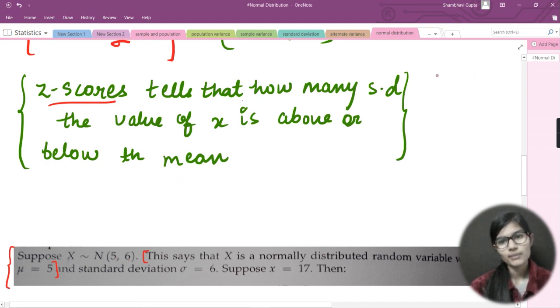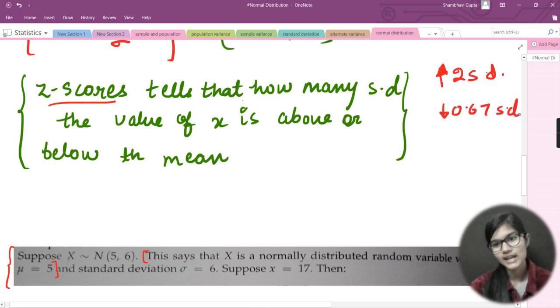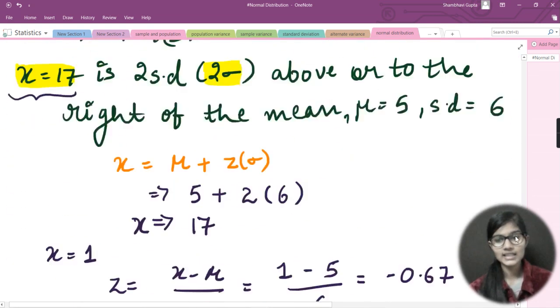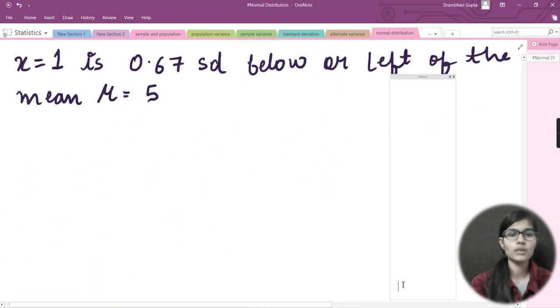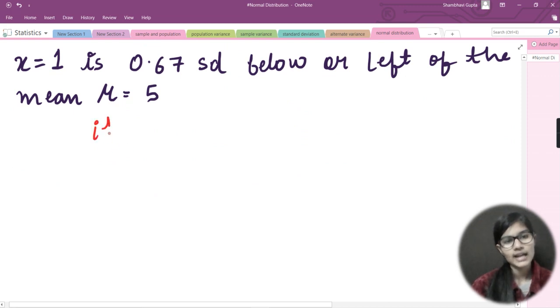So in the first example what we saw is that it is 2 standard deviations above the mean, and when I took x equal to 1, it was shown that it is 0.67 standard deviations below the mean. So this z score is used to convey these messages to us, that is, the value above or below the mean.